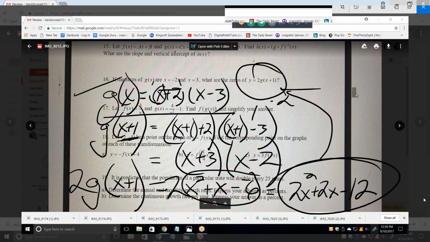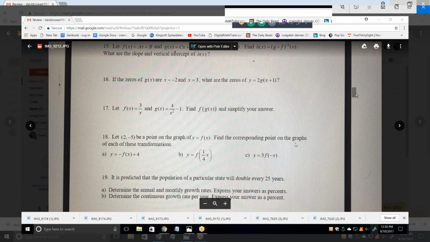Now, none of these are easy. They're all tough. Okay? So, all right, let's look at 17. This is a very critical problem also. This is definitely something you need to know. This is a basic, simple composite function. That means it's a composite function. It's a combination of two functions.